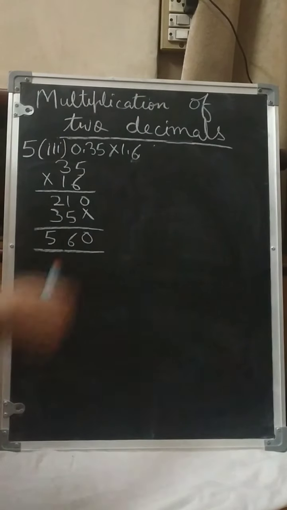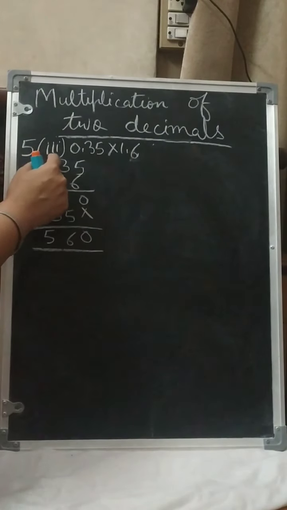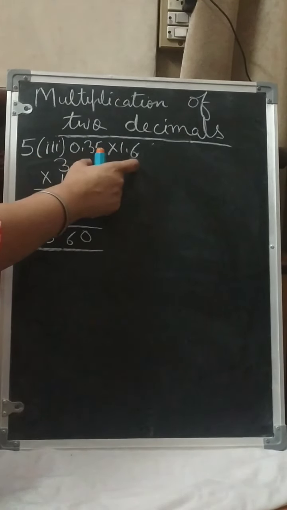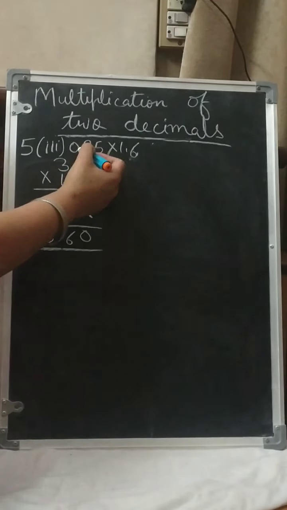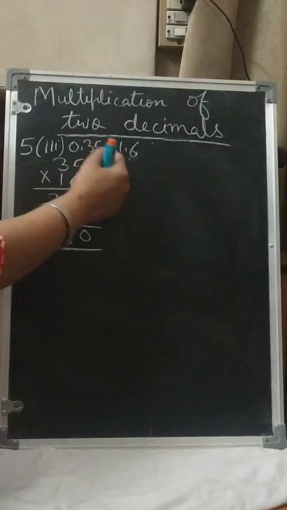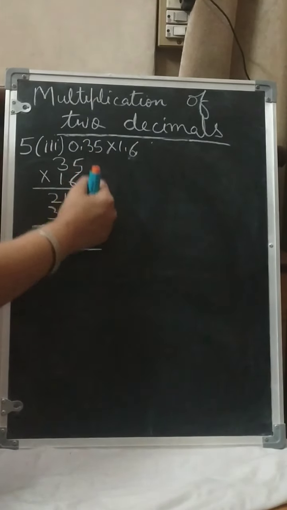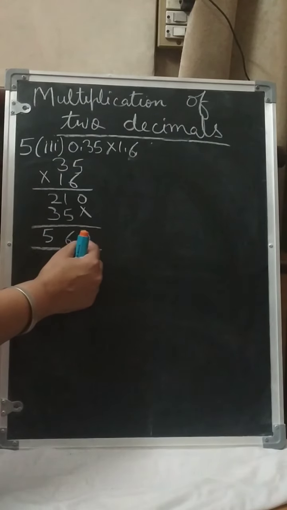Now we will learn multiplication of two decimals. So I have taken the fifth question, third part from exercise 3C. This is the question. Now here we have to multiply these two decimal numbers. Firstly you will multiply the simple numbers. You will multiply 35 with 16. You know how to do that and you will get 560.